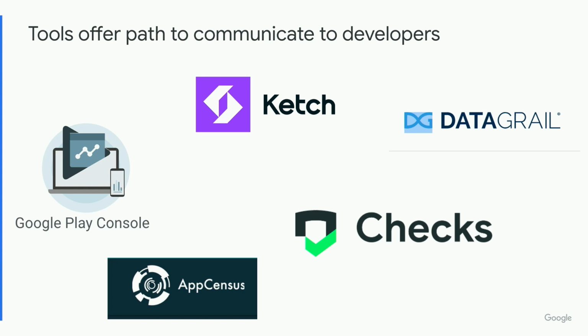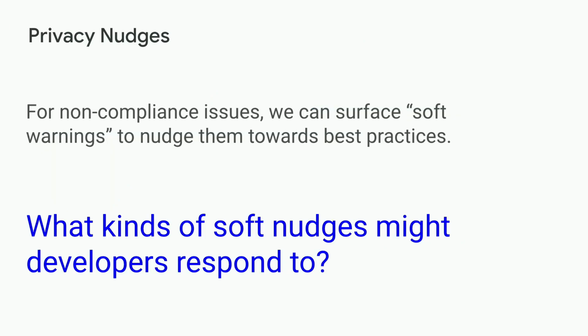Checks is a new product coming out of Google. I'm going to tell you more about that at the end. And App Census is a startup that a bunch of folks at Berkeley have launched. These two are much more sophisticated, and I'll come back to tell you about what they're doing after we talk about privacy policy analysis. So one of the ways to help developers is to get things in those tools that are called privacy nudges.